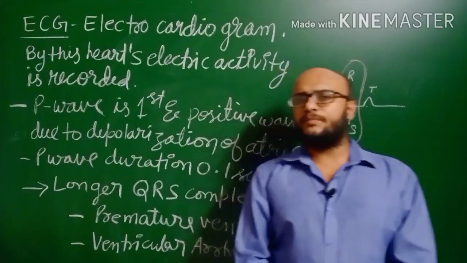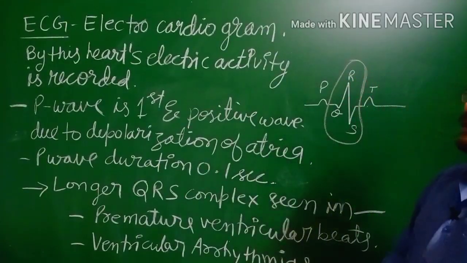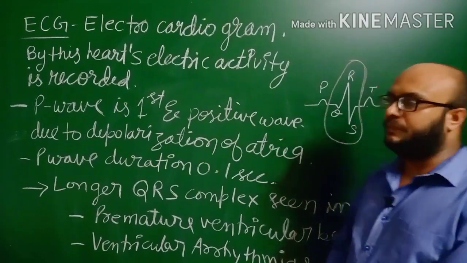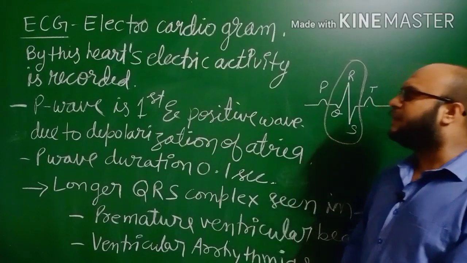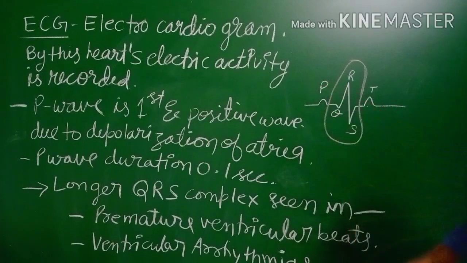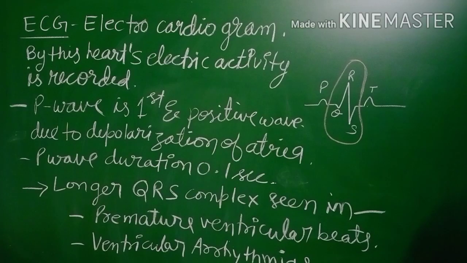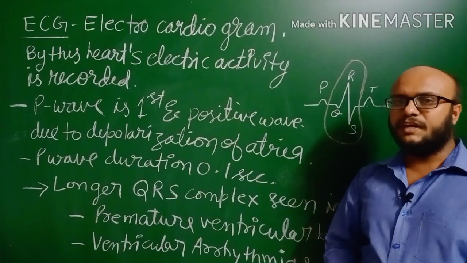Guys, let's revise few important points regarding ECG. ECG's full form is electrocardiogram and the procedure is known as electrocardiography. By this, heart's electrical activity is recorded on paper. P wave is the first wave and it is a positive wave due to depolarization of atria. P wave duration 0.1 second. Longer QRS complex is seen in two conditions. First is premature ventricular beats and the second one is ventricular arrhythmias.